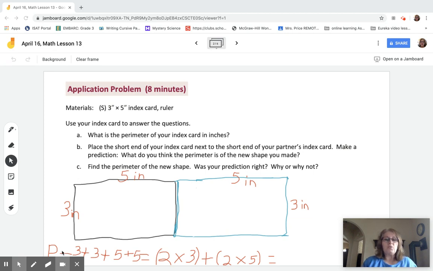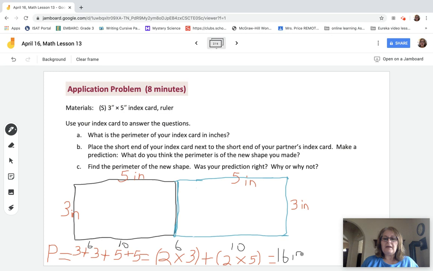To find perimeter, we would do 3 plus 3 plus 5 plus 5 equals, and remember when we've got two threes, we can do 2 times 3 plus 2 times 5. 2 times 3 is 6, and 2 times 5 is 10, right? And that's what we've got over here. 3 plus 3 is 6. 5 plus 5 is 10. So 6 plus 10 equals 16 inches would be our perimeter for one card, right?